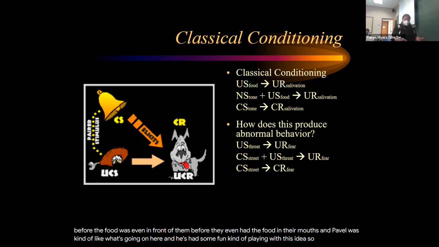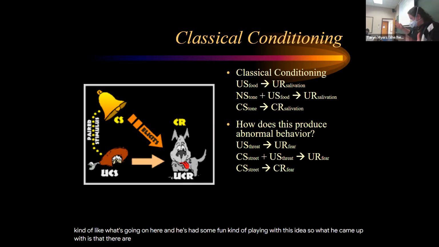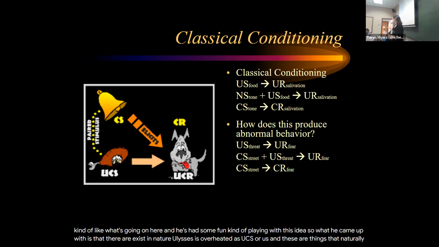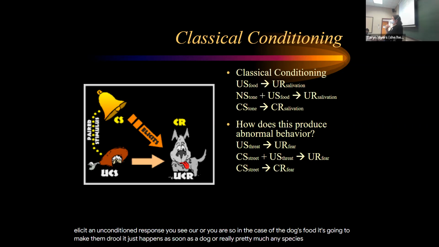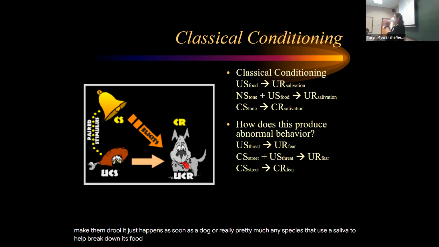So what he came up with is that there exist in nature unconditioned stimuluses, abbreviated as UCS or US. And these are things that naturally elicit an unconditioned response, UCR or UR. So in the case of the dogs, food is going to make them drool. It just happens as soon as a dog, or really pretty much any species that uses saliva to help break down its food, gets food in its mouth.